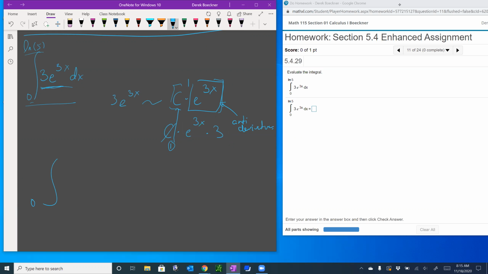So this integral from 0 to natural log of 5, e to the 3x dx is going to be e to the 3x evaluated at 0 and natural log of 5, which is e to the 3 natural log of 5 minus e to the 3 times 0, which is 0. So this is e to the natural log of 5 cubed minus e to the 0, which is 5 cubed minus 1, which is 124.